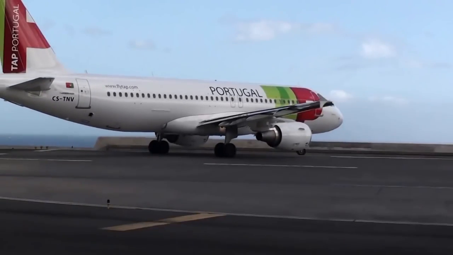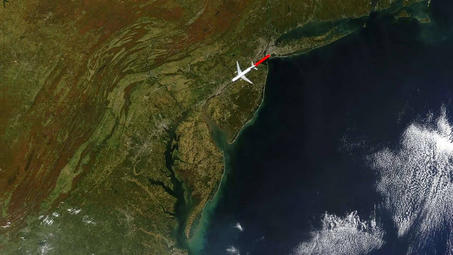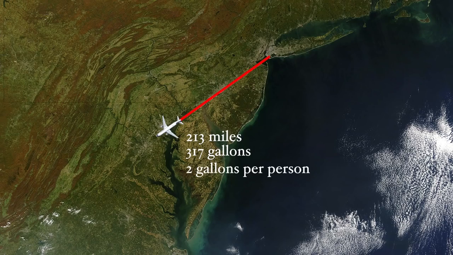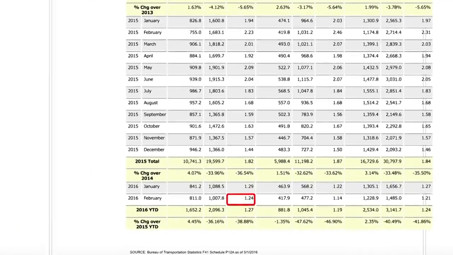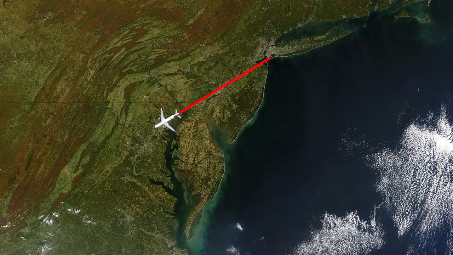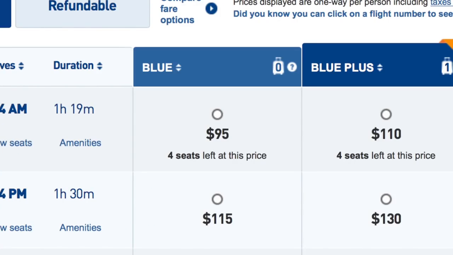An Airbus A320 burns 1.5 gallons of jet fuel for every mile it flies, so flying the 213 miles from New York to DC burns 317 gallons, or about 2 gallons per person. Given average jet fuel prices, it only costs $2.50 in fuel for you to fly from New York to DC. So why do tickets cost upwards of $80?